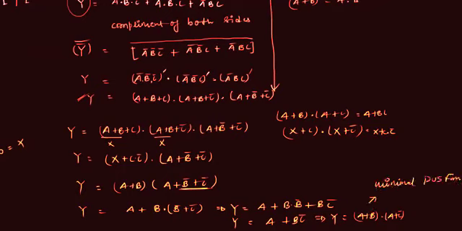POS form, because in this you can see the first max term, C is not there, whereas in the second max term, B is not there. We have only 2 max terms here. So all the variables are not present, whether in normal or complemented form. Thus we call it the minimal POS form.